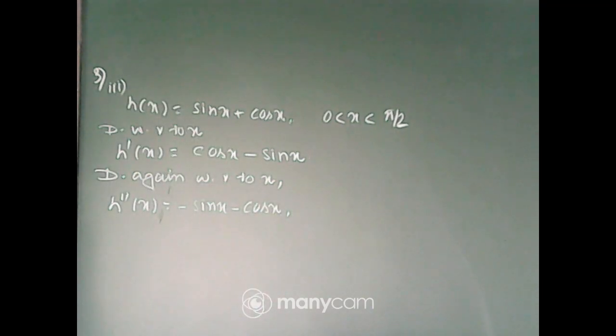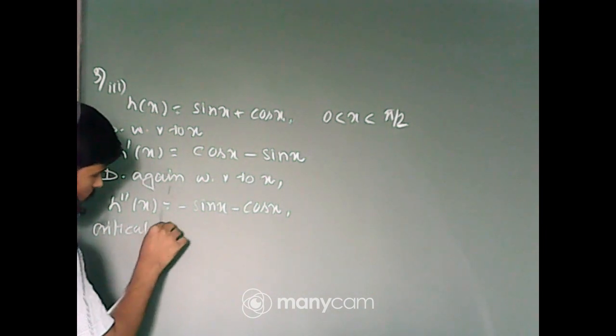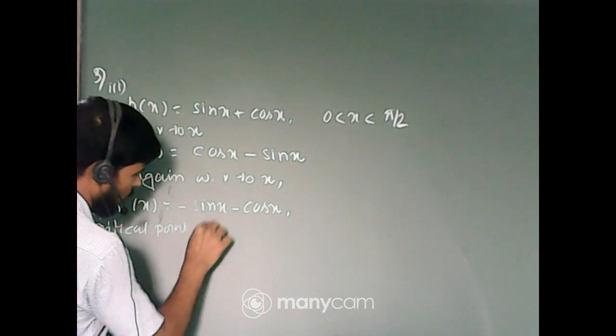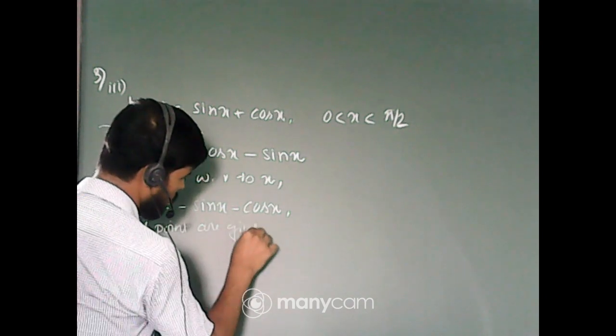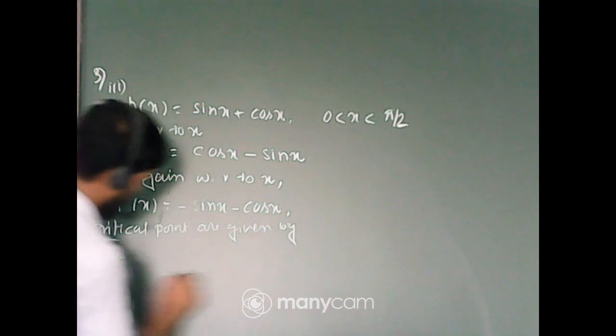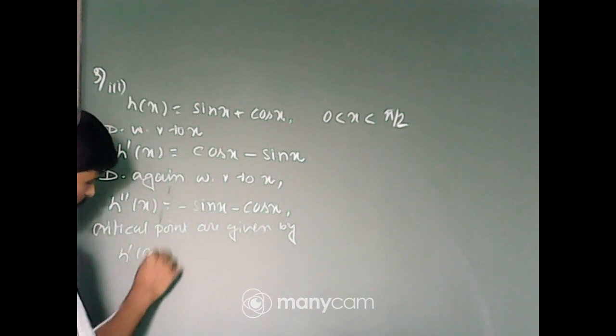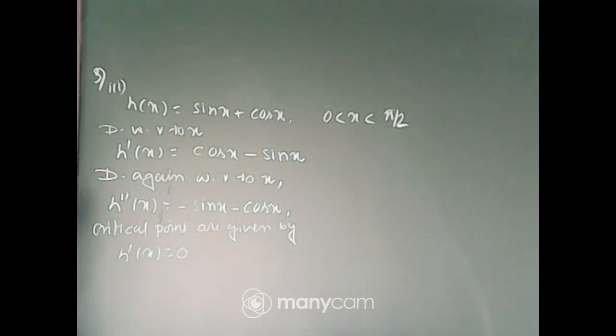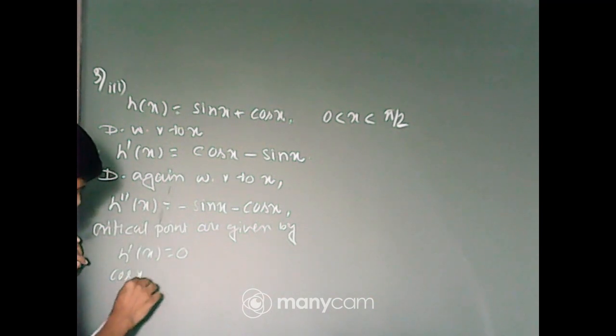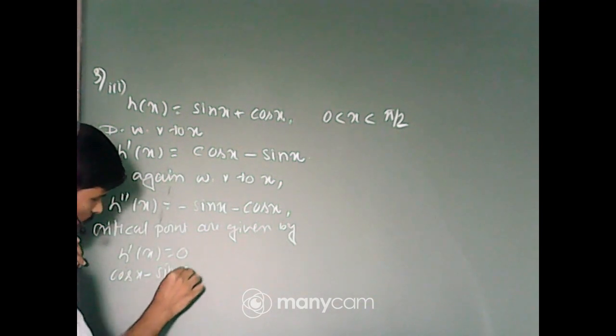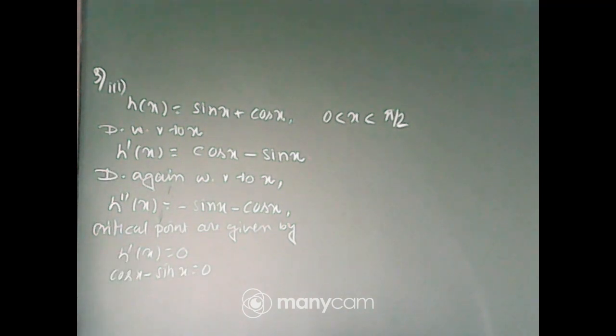Now we have to find the critical point of the function. We know that the critical points are given by h dash x is equal to 0. Equating the first derivative with 0, we have the critical point. So cos x minus sin x is equal to 0. Now from here we have to find the value of x.